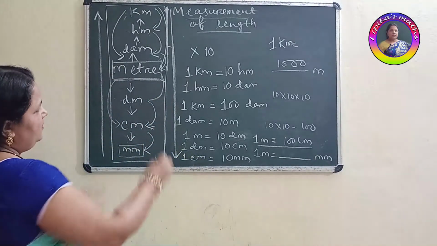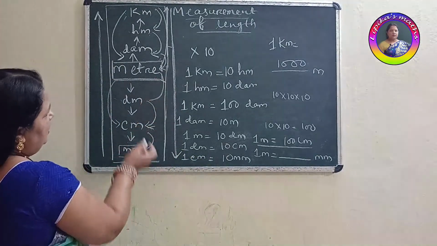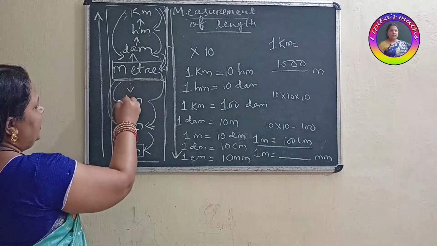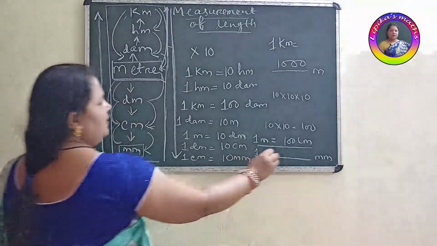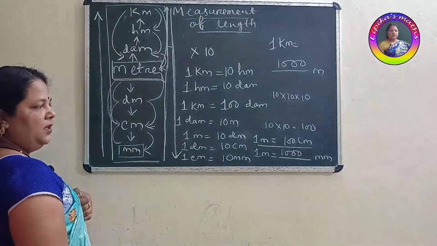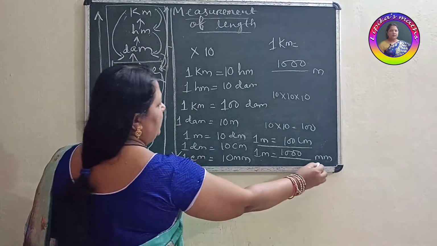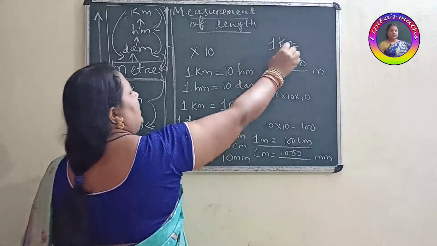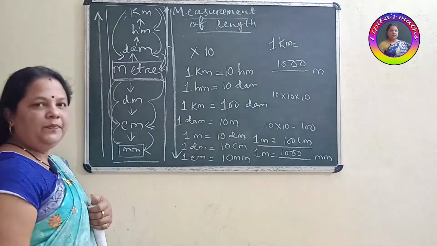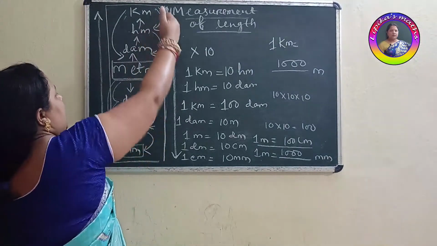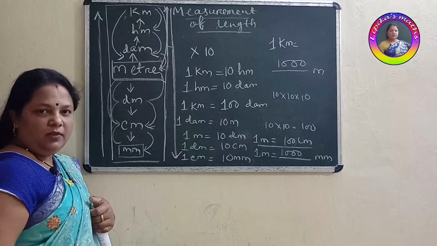So children, now you tell me 1 meter equal to dash millimeter. How much? Meter to millimeter. How many steps? 1, 2, 3 steps. 10 into 10 into 10. That is exactly your 1000 millimeter. Got it? So 1 meter, 1000 millimeter. 1 meter, 100 centimeter. 1 kilometer, 1000 meter. So children, this is your conversion from higher unit to lower unit.